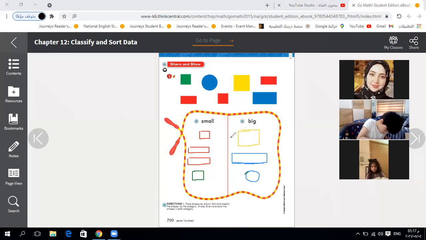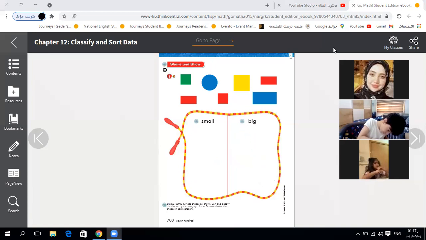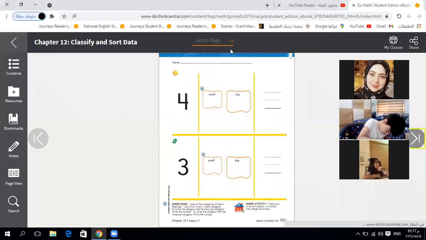So we have four small shapes and we have three big shapes. Open your next page. Here we have to write how many small shapes we have. We have four small shapes and three big shapes. So write number 4 and number 3 here. We have to count how many in each category.